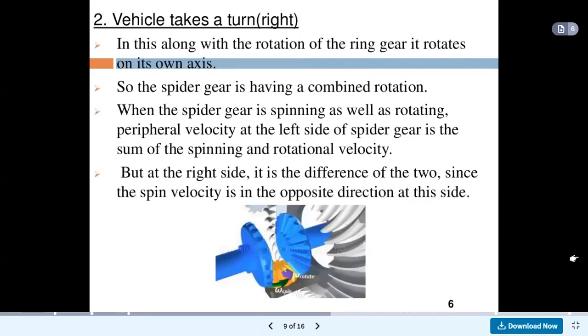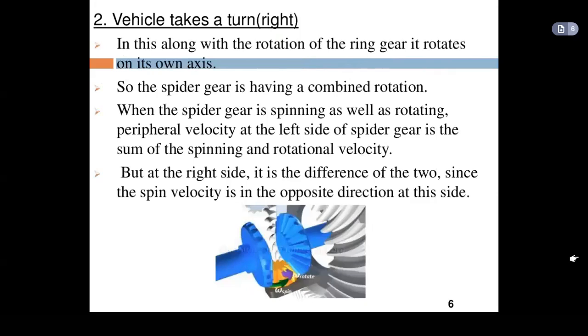If we consider the second case, that is the vehicle takes a right turn, along with the rotation of the ring gear, the spider gear rotates on its own axis. So the spider gear has a combined rotation, spinning as well as rotating. The peripheral velocity at the left side of the spider gear is the sum of the spinning and rotational velocity. But at the right side, it is the difference of the two, since the spin velocity is in the opposite direction at this side.